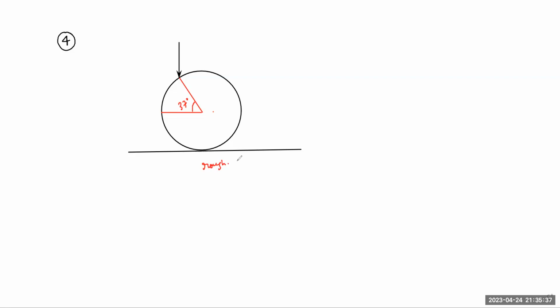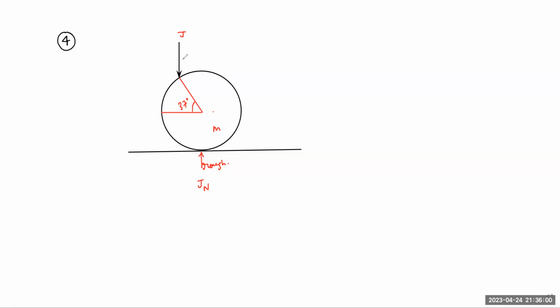So a sharp vertical impulse is given to a uniform solid sphere of mass m and radius R. If you give impulse J, it will create an impulse here, J.